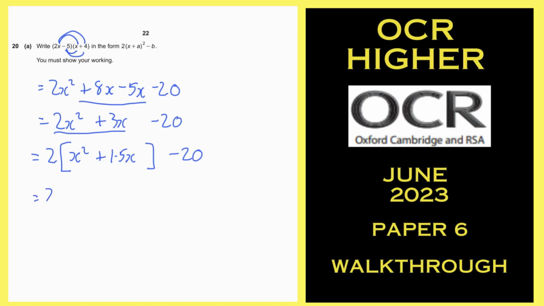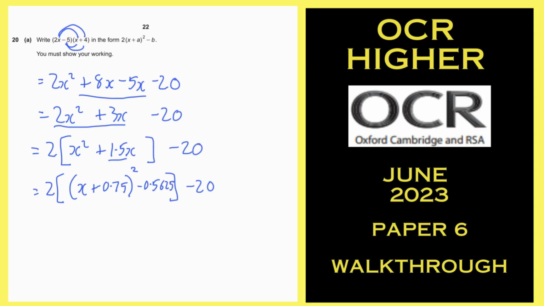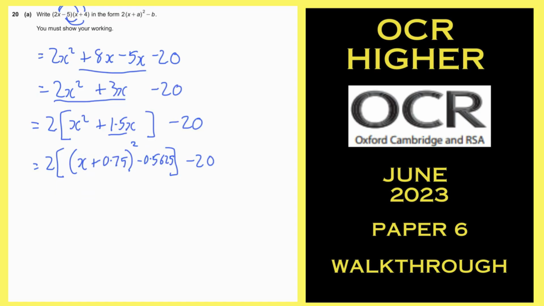Now we need to complete the square inside the square brackets. The method remains the same. Halve the number in front of the x. It becomes 0.75. You then square it and take it away. Grab your calc, square it, you get 0.5625. Let's crack on. We need to expand just the square brackets. It's 2 times all that. And it's 2 times all that.